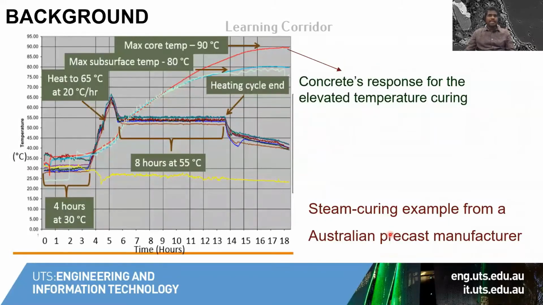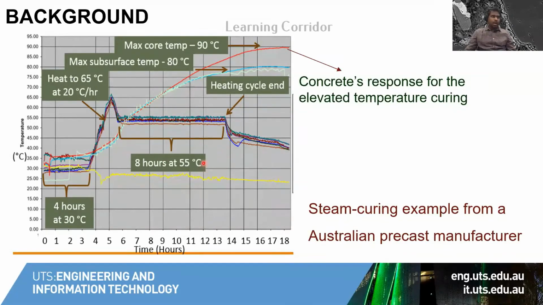Here is an example from an Australian precast manufacturer. Certainly not as simple as the previous example. Here we can see the concrete is kept at ambient temperature for 4 hours as a pre-cure time and then ramped up to 65 degrees Celsius at the rate of 20 degrees Celsius per hour. After it reaches the maximum temperature, it's ramped down to 55 degrees Celsius and then kept at 55 degrees Celsius for 8 long hours. This is the steam curing temperature for that particular curing cycle.